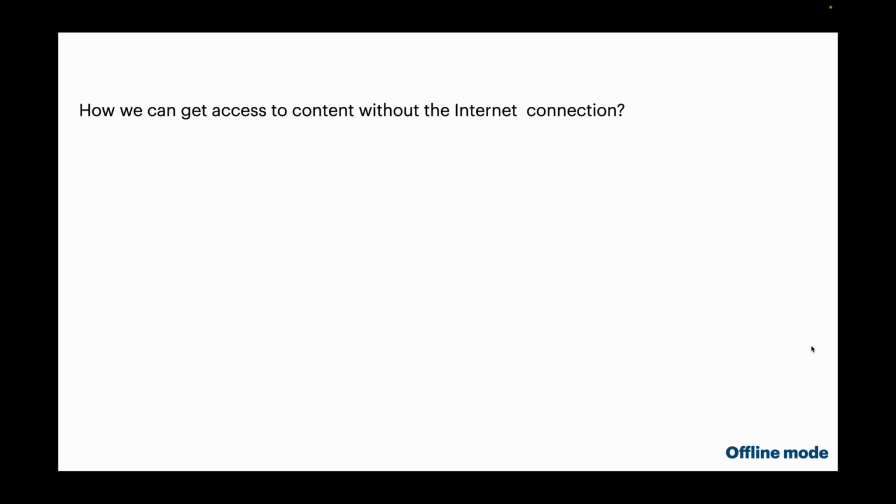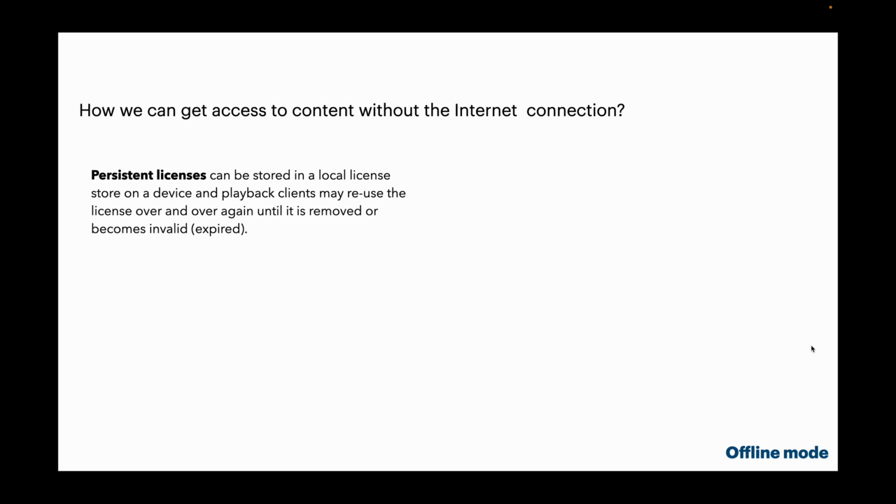Before we move to the file downloading, we should know how to decrypt media files. As you remember, we're using DRM to do that in a normal situation. However, without internet connection, it becomes impossible. Persistent licenses may help us. A persistent license can be stored in a local license store on a device, and playback clients may reuse the license repeatedly until it's removed or becomes expired.